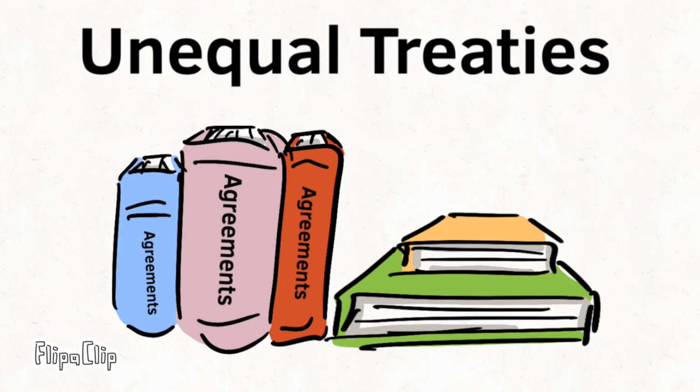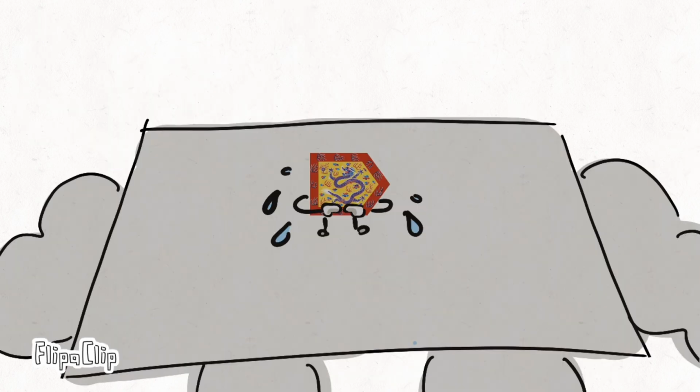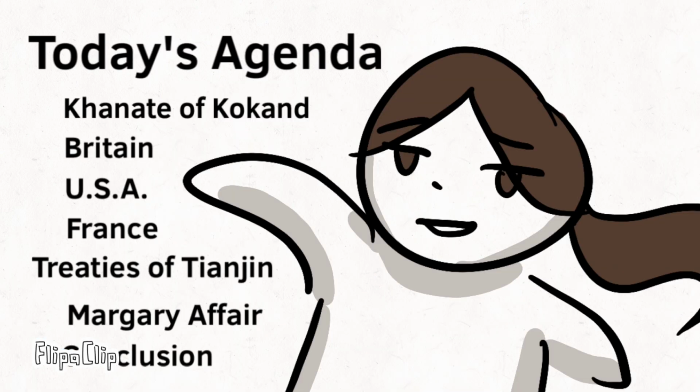These are a series of agreements, mainly in the 19th and early 20th centuries, where powerful Western nations forced weaker nations, especially in Asia, to accept unfair terms. Today, we'll focus on the ones China signed during and after the Opium Wars.